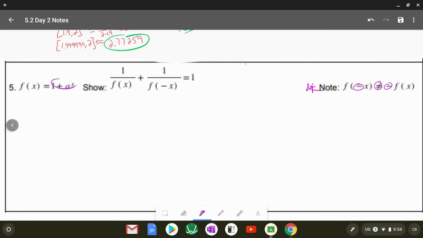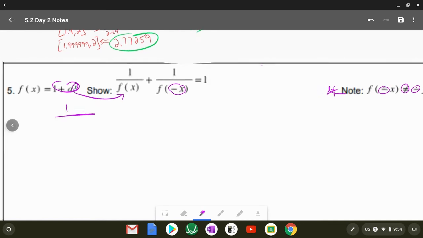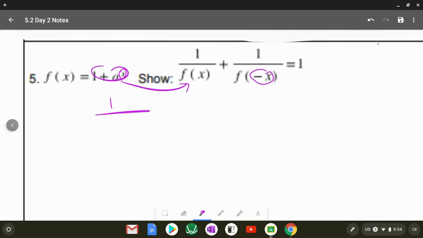So all we're going to do here is we're going to plug these in. But remember, when you have f of negative x, it's affecting the exponent, the input value, you're not making the whole function negative. So if we do that, we have 1 over, let's zoom in here, we have 1 over 1 plus a to the x plus 1 over 1 plus a to the negative x, because again, we're plugging in this negative x for our function, and we got to prove that that equals 1. Leave some space there.